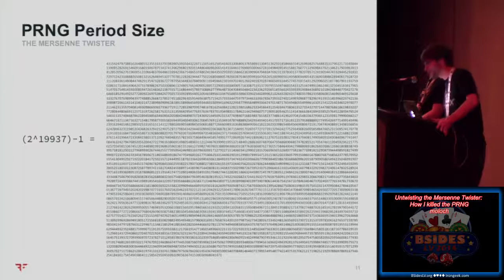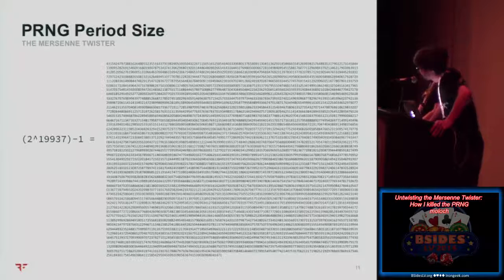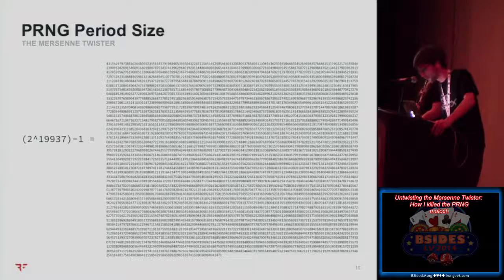However, the Mersenne twister is not cryptographically secure, as hopefully we all know. So the period size isn't everything. Even though this has a very large period and it creates very good randomness, it's not suitable for cryptography.